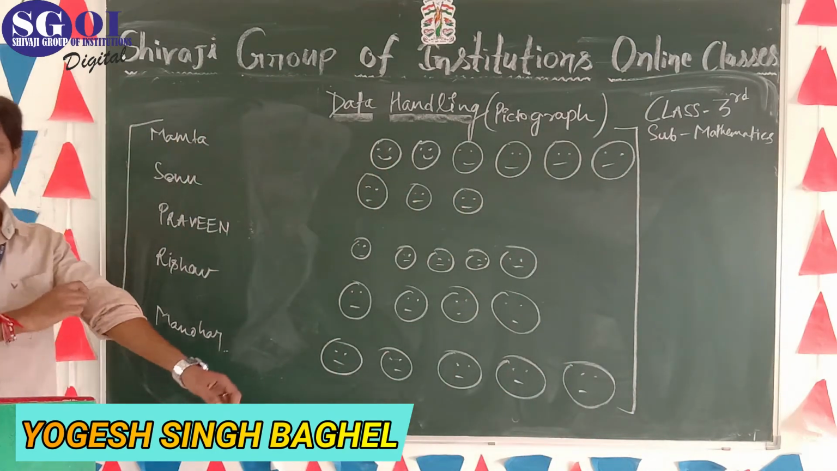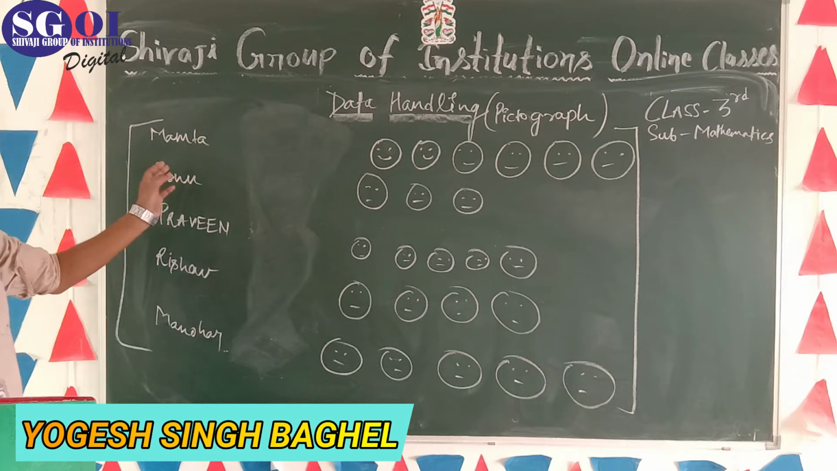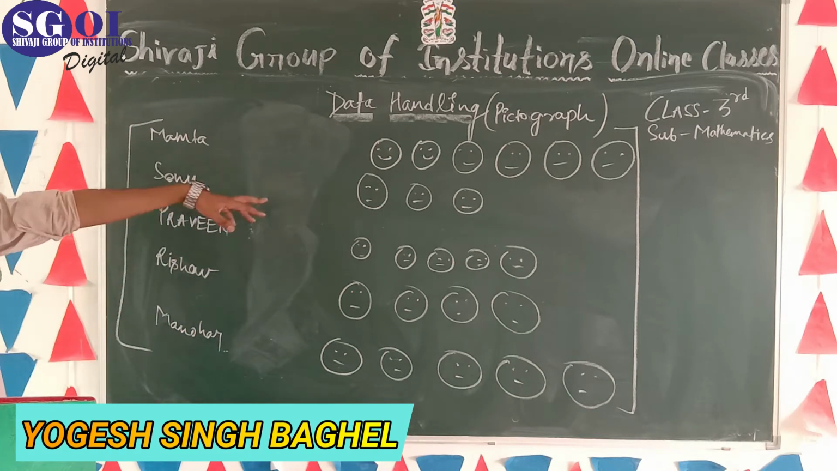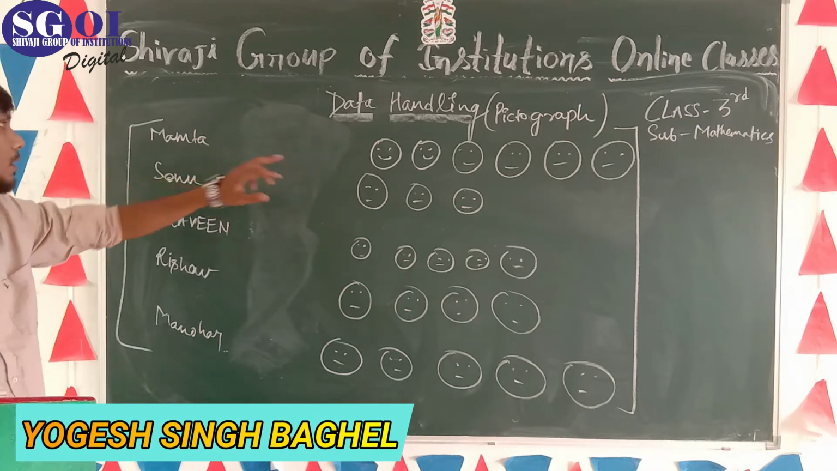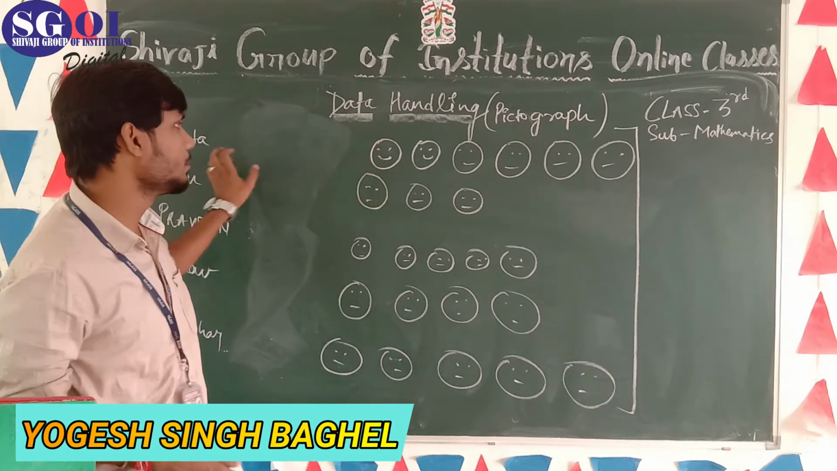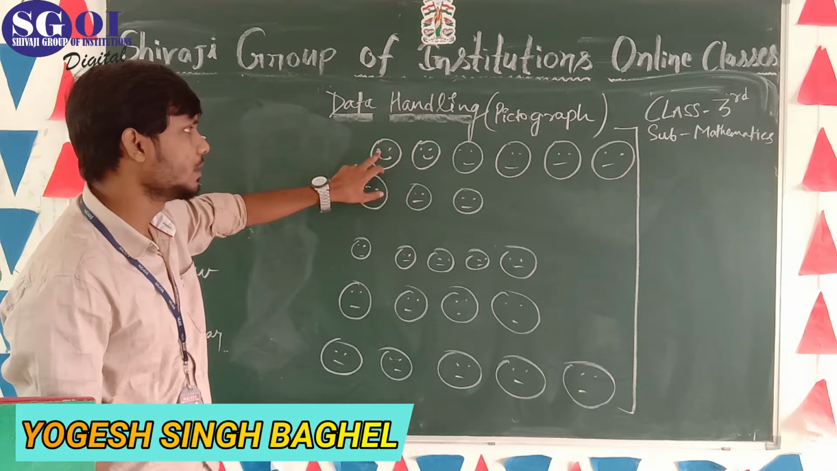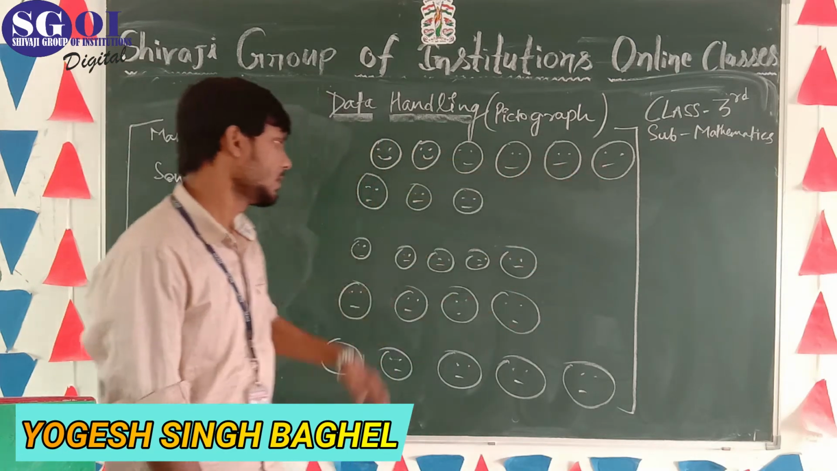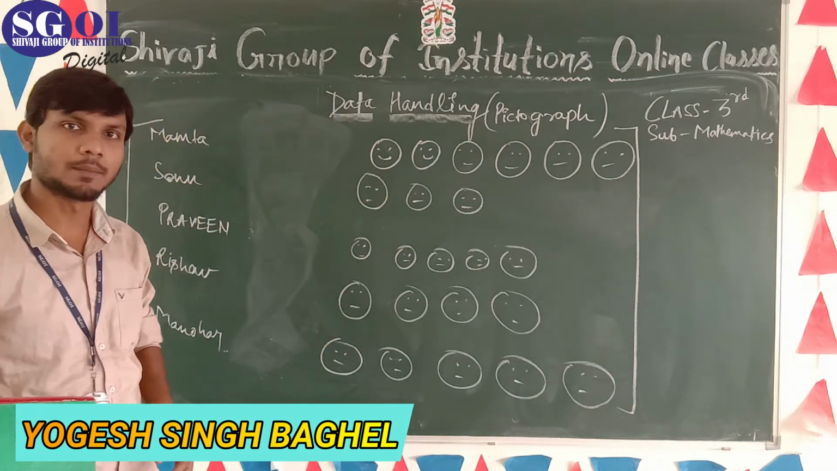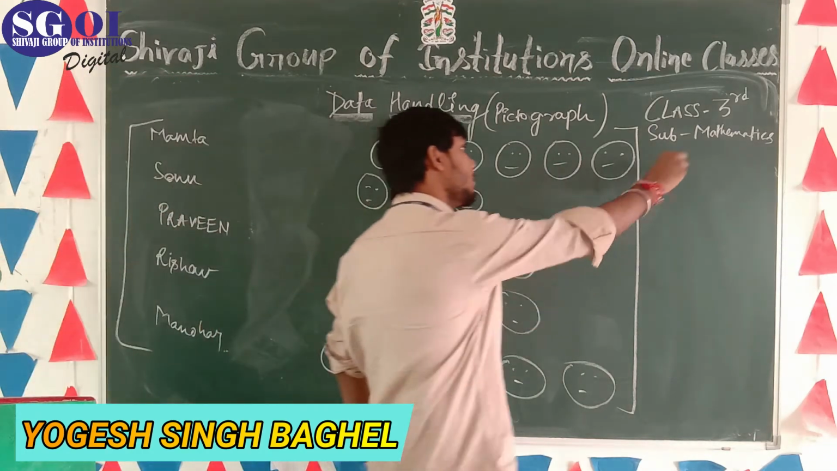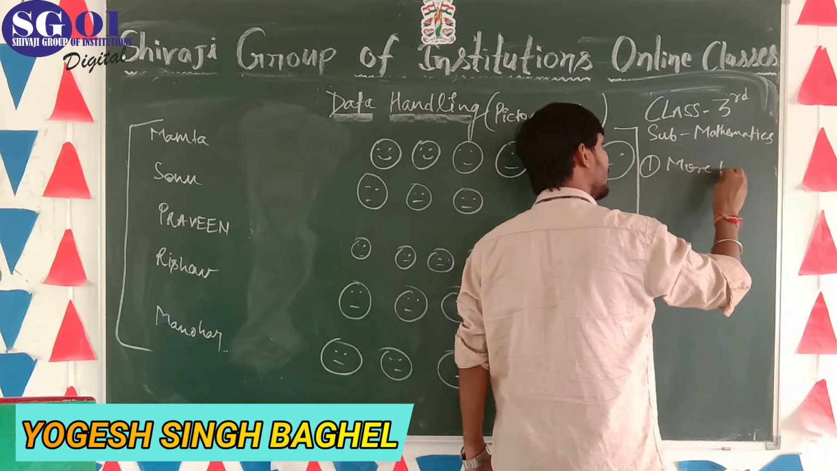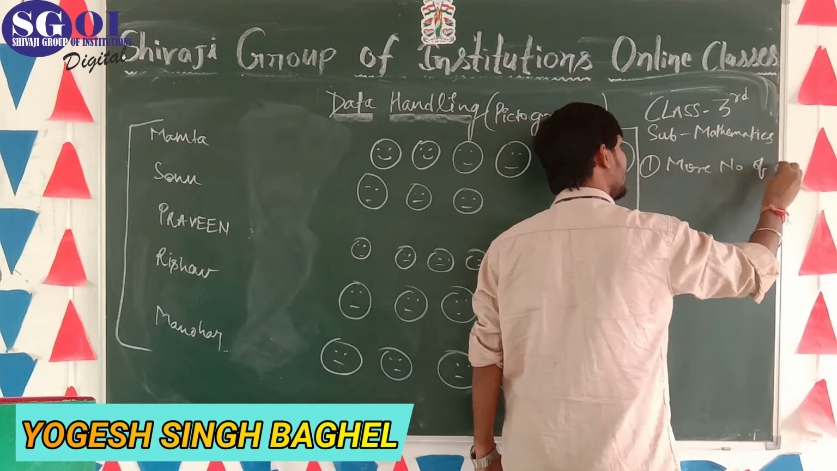Now, only by seeing this pictograph you can tell the answers. First question: who has the most number of toys? You can see who has more toys. Mamta has the most toys because Mamta has 6 toys: 1, 2, 3, 4, 5 and 6. And the rest have 4 and 5.